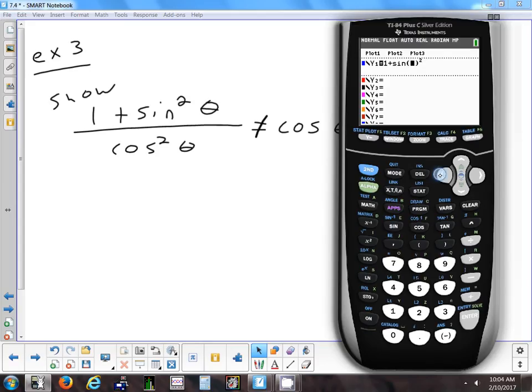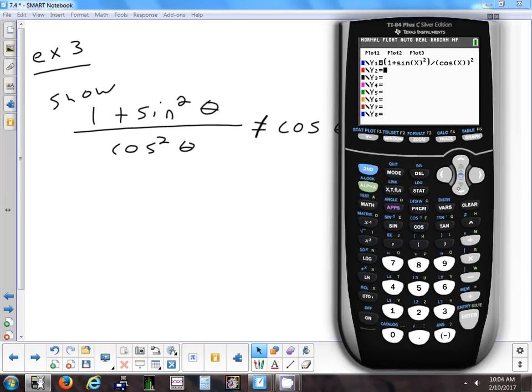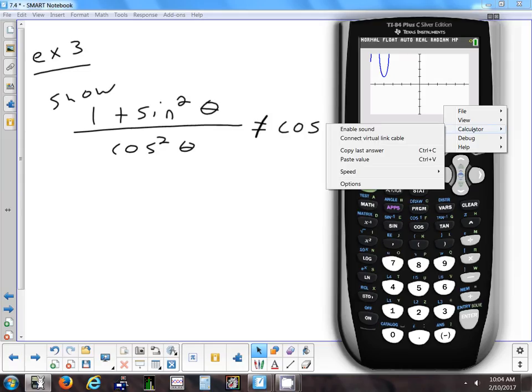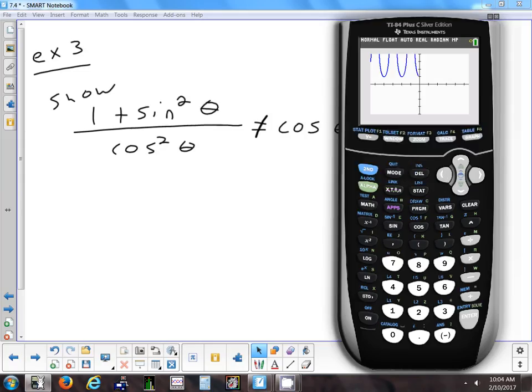So 1 plus sine squared. And we're going to divide that by cosine squared. Okay, I might have put an extra parenthesis, but I don't think I needed it, but I don't think it's going to hurt anything the way I did it. But I didn't need it. And then cosine. All right, so if I do zoom 7, we can look at a picture of it. Okay, so that's the one on the left. There's the pattern. And the one on the right.